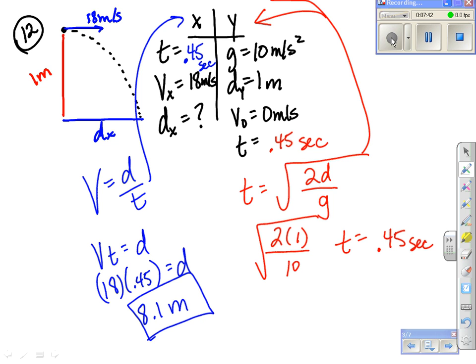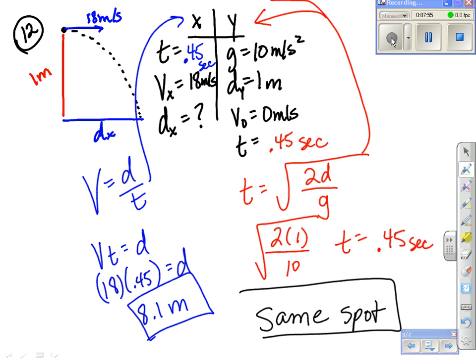Now it asks, if you keep traveling at this same speed, where will the car be in relationship to the pit when it lands? It's going to be in the same spot. They're both going to be at 8.1 meters. Because if you go back and look at the airplane problem in the PowerPoint, look at the dropped package, and if the airplane just keeps going, when the package hits the ground, where is the airplane? It's directly over it. So they're going to be in the same spot.